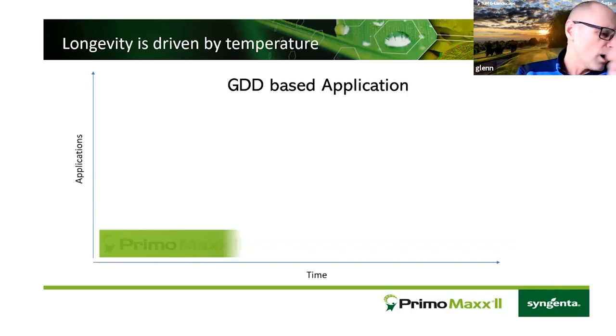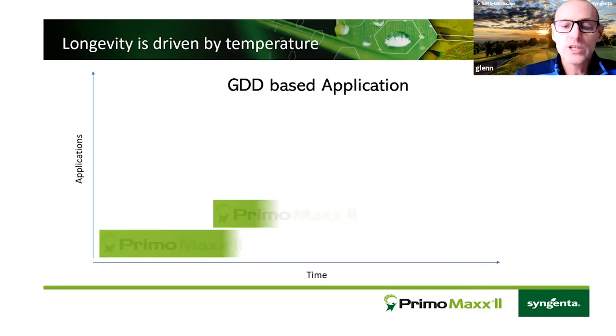And this is just a little graph that kind of summarizes what we're trying to achieve here. If we're trying to use a growth degree day based application, what we're trying to do is time it. So as one product is reaching the end of its life, the other one gets applied. So if we use a growth degree day program, we'll be doing something like this. You can see the Primo is running quite a long time on the bottom one. And then we start the second application just as it's running out. But this one's not lasting as long because the temperature has warmed up. So it's going to last a shorter period of time.